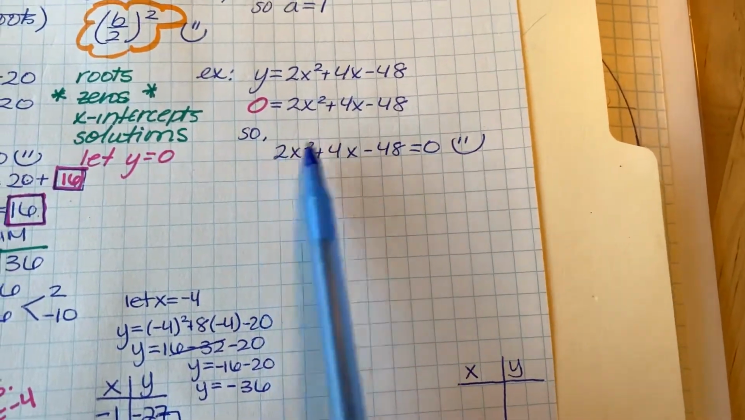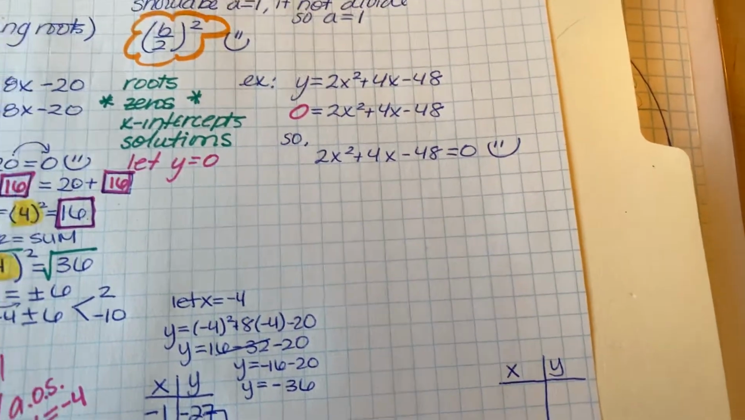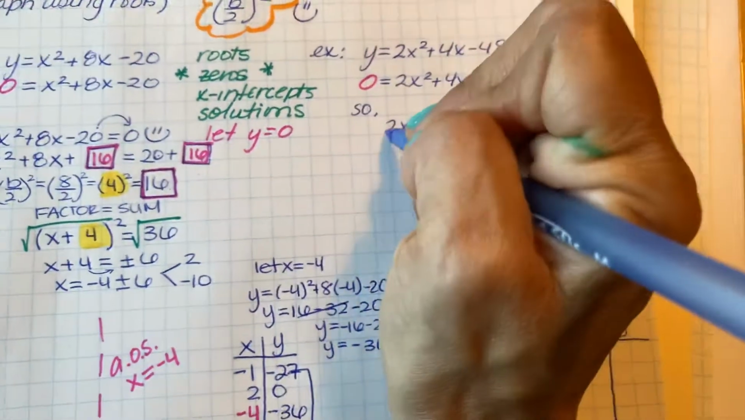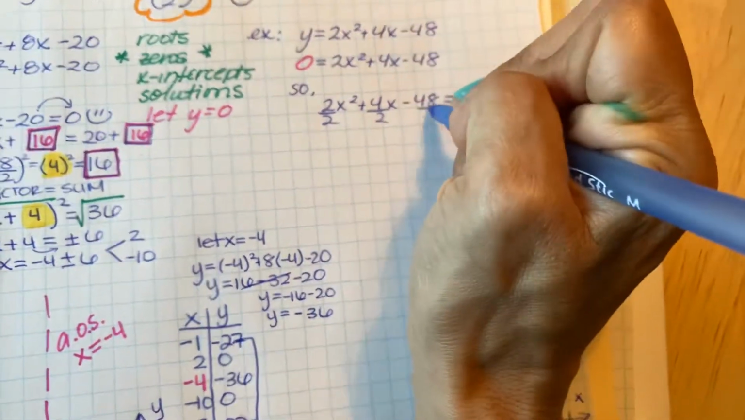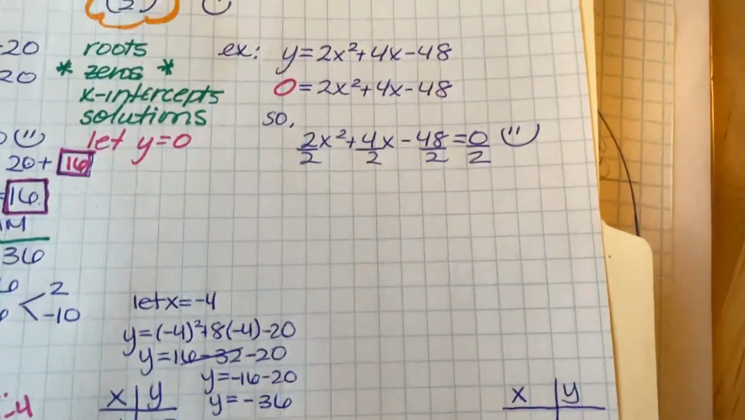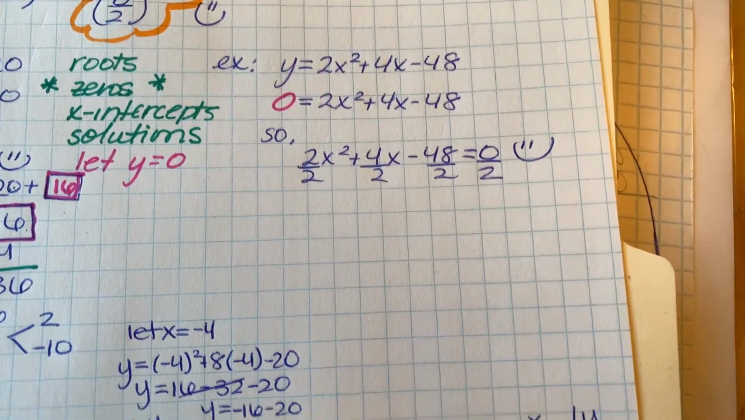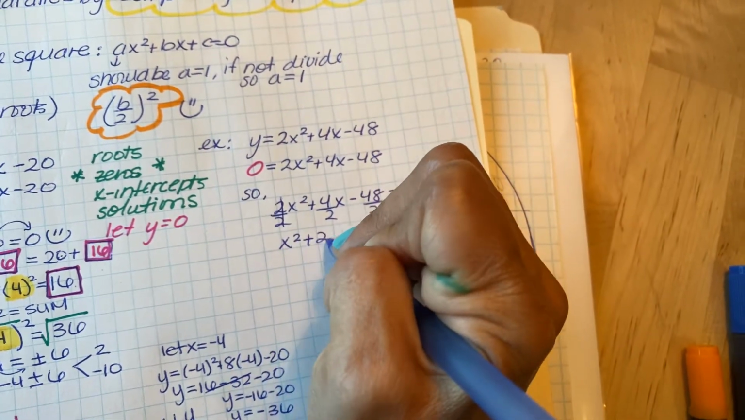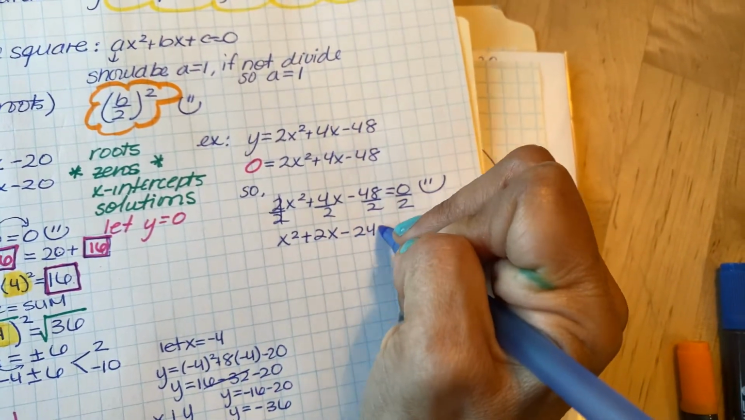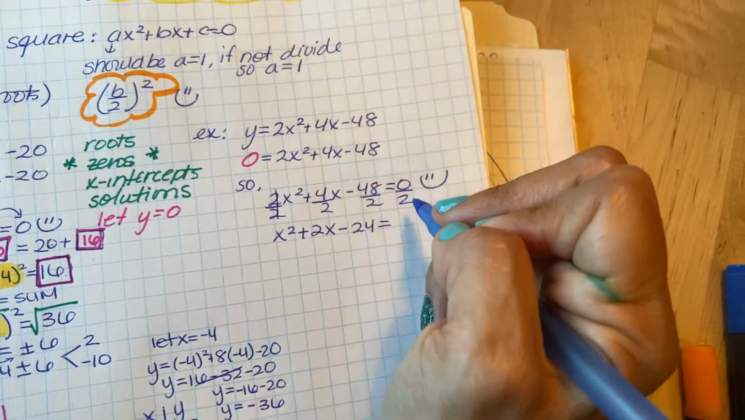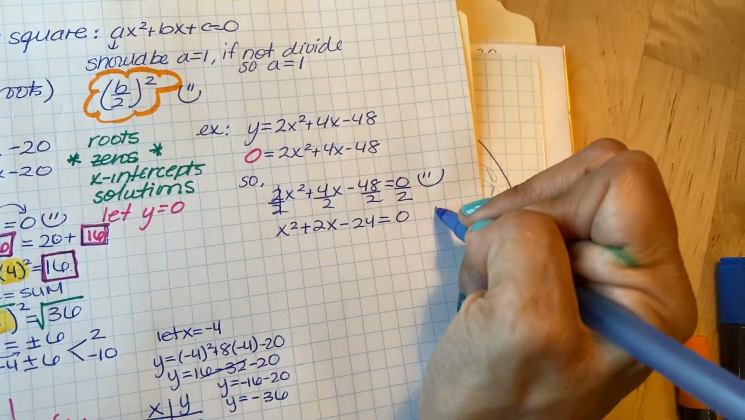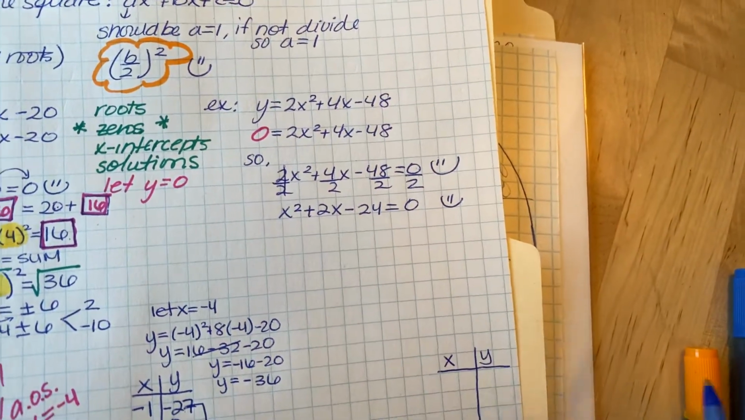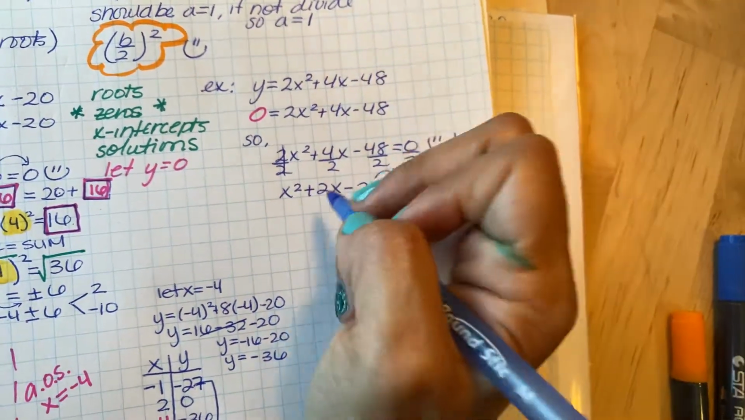Then all I did was flip-flop it like I did on the other one. I want a to be 1, so just divide it. Divide by 2, everything, left and right. And now reduce. And I get x squared plus 2x minus 24. And any fraction with a 0 numerator is 0. Now you're good to go. So now go ahead and take the 24 over.